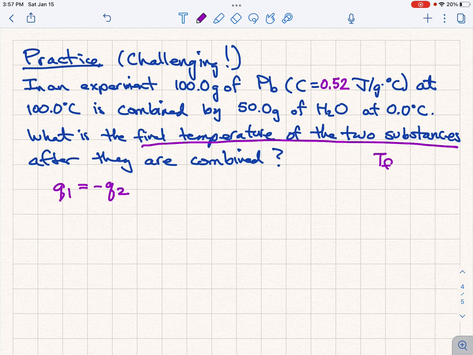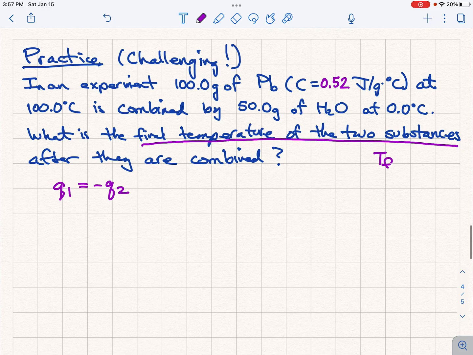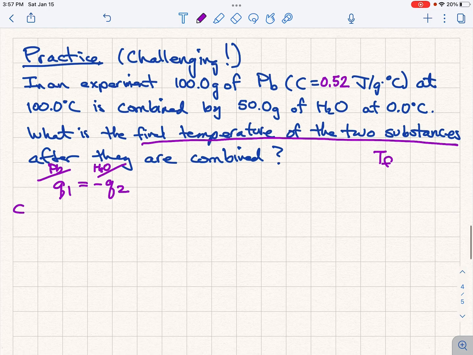So lots of algebra ahead. You've been warned. Okay, so I'm going to make the one side the lead side and the two side the water side. So I'm going to have Cm delta T for both. I'm given this imaginary heat capacity. Please, someone's going to email me like, that's not the heat capacity of lead. I know, I just made it up because I didn't feel like going to look it up, okay? It's fine. We're not doing cancer research here. We're trying to understand the science.